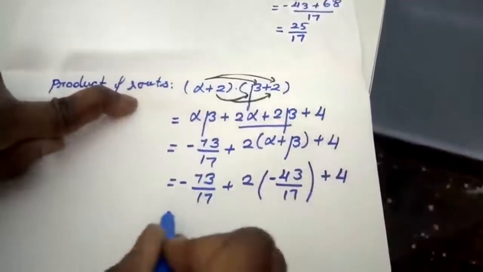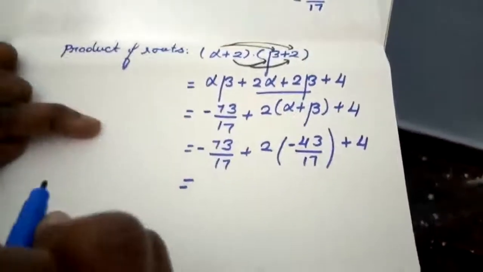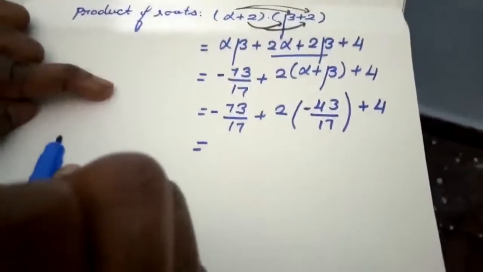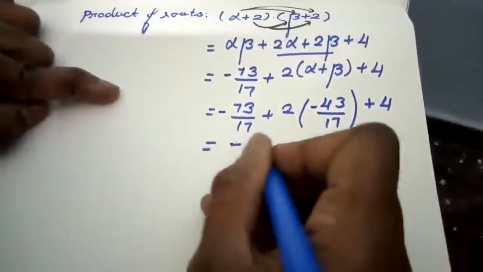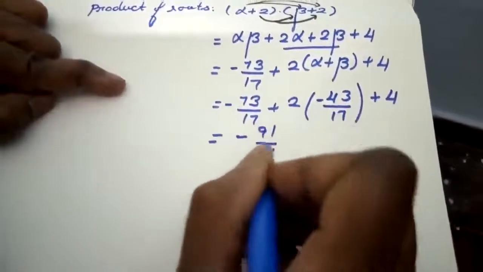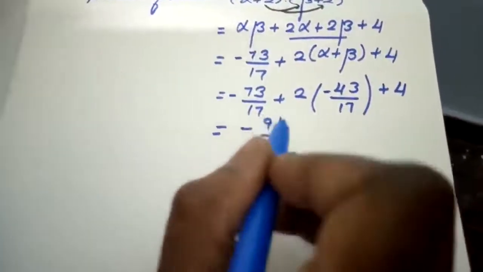You are going to do the calculation, students. I am going to write the final answer. That is the final answer. What you are going to get here is minus 91 by 17. Now what is the concept they are asking you to find? They are asking you to find the quadratic equation.